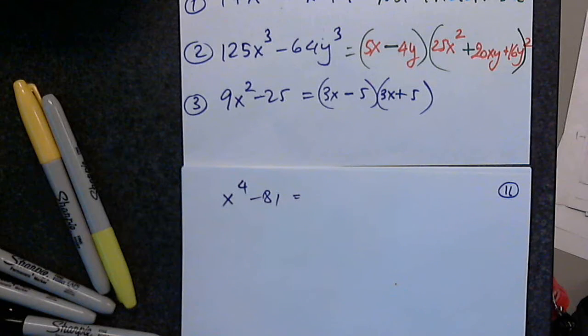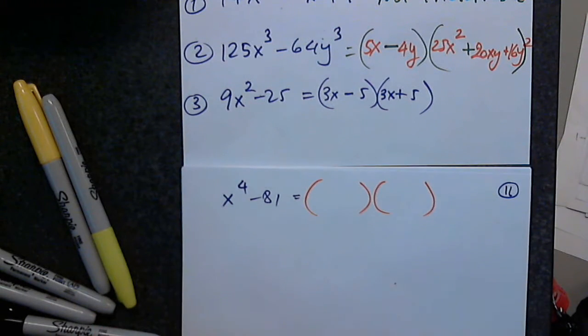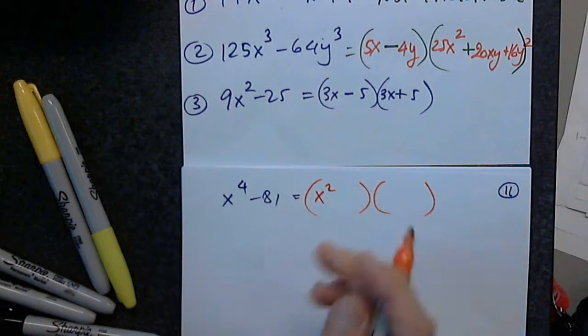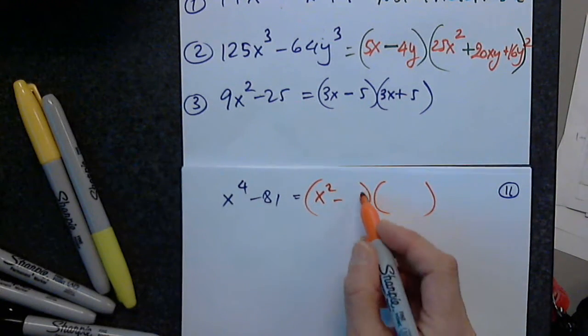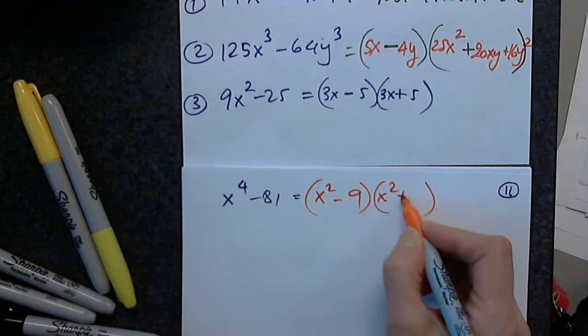Does two represent 2? Yes, it's a difference of squares. Very good. And we need 2 binomials. Good. So is it s squared minus 9? Yes. s squared plus 9. Very good.